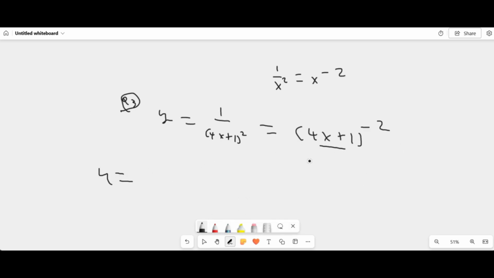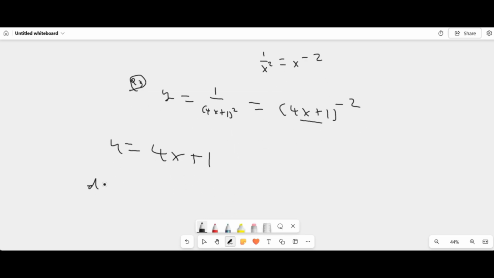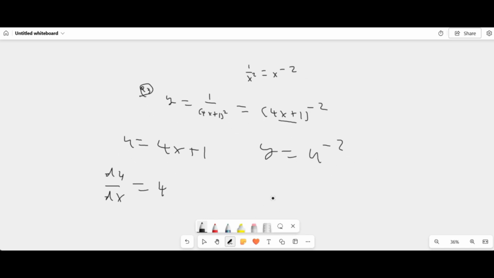u is the function inside, which is 4x plus 1. So that's that there. And then du over dx is going to be 4. To differentiate that, you get 4. y is equal to u to the power minus 2.